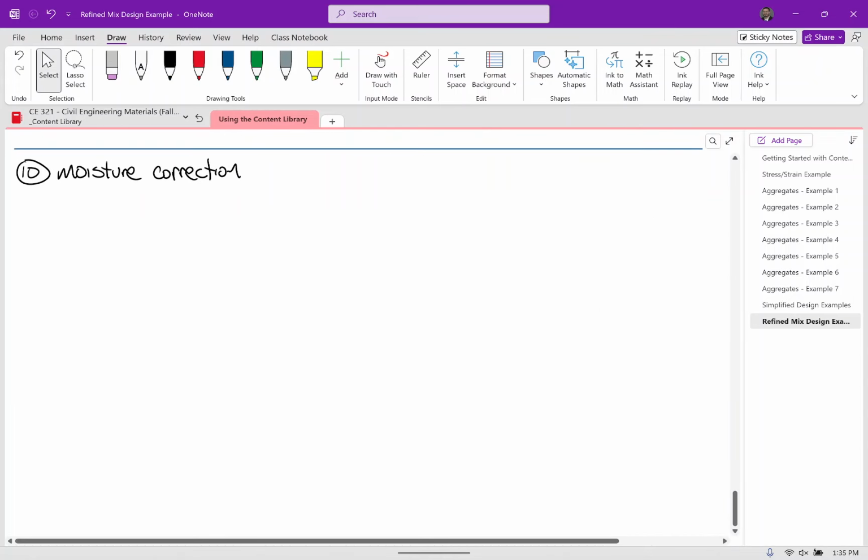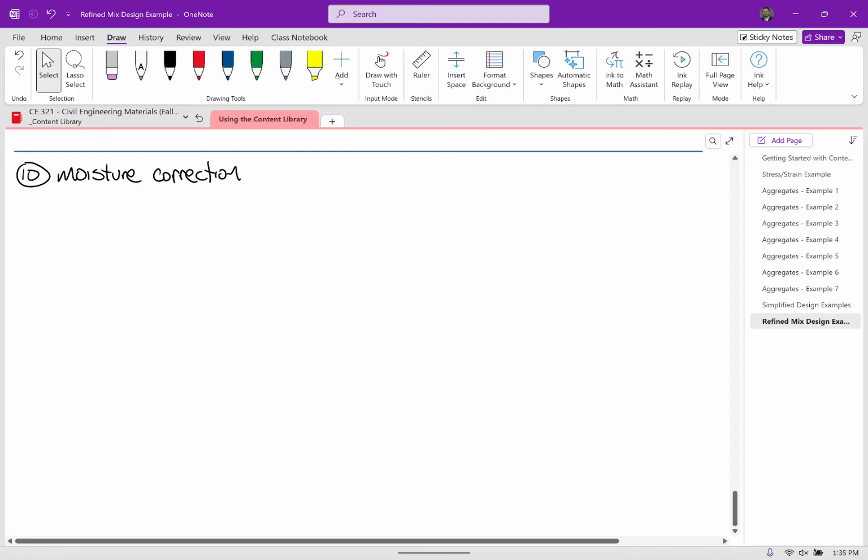Okay. Let's look at our moisture correction. This is another one of those I like to do in a table. We're doing our moisture correction for the coarse and fine aggregate. So what I'll tell you is that in step 10, the gravel, the sand, and the water are going to change. But the cement is not. The air entrainer is not. So whatever we got for the weight of cement, whatever we got for the air entrainer, that's it. We're not changing that. It's everything else that we're changing.